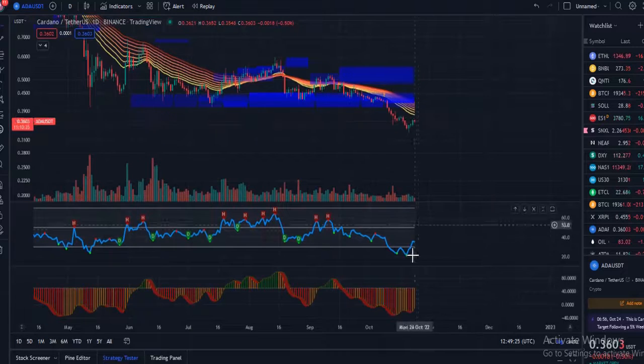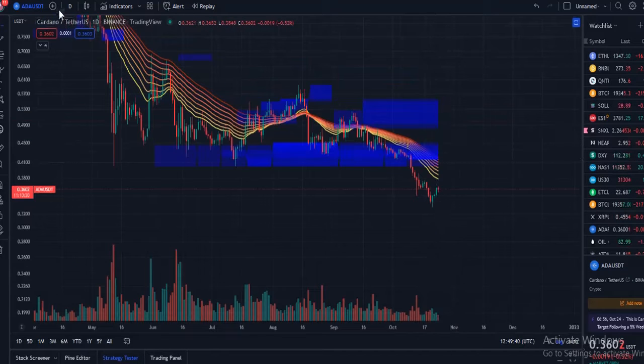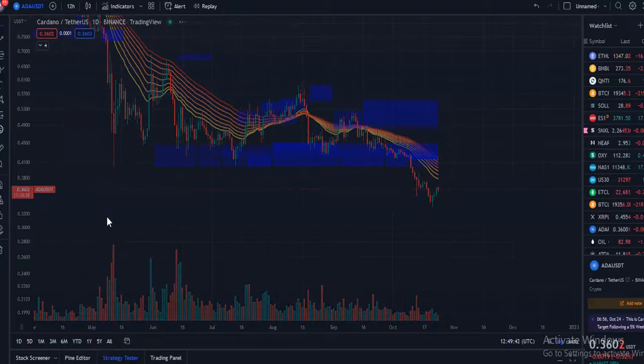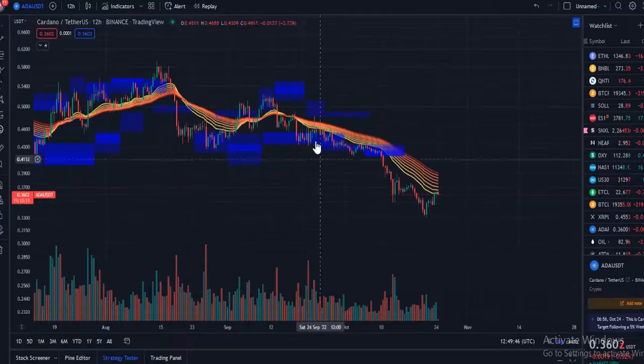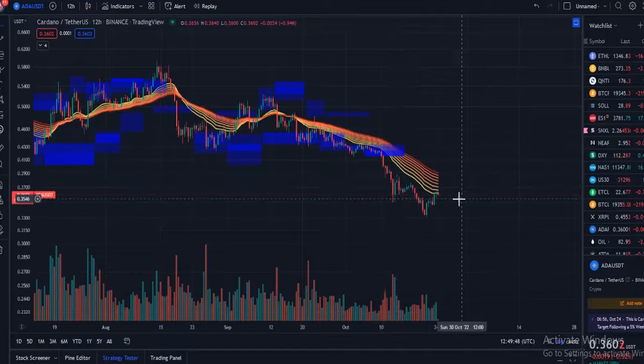If we look at what the indicators are showing on the daily, we are at very, very low levels for the price of ADA, and so this should probably be a very good accumulation point. But we will know more about it. If we go to the 12 hours, you can see it's still in a downtrend, and we're still being rejected by the EMA ribbons.